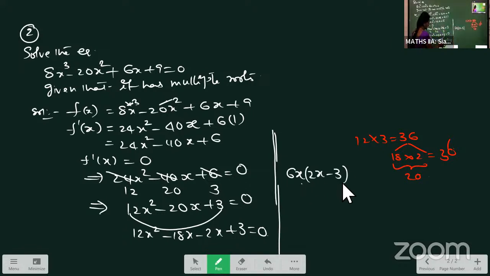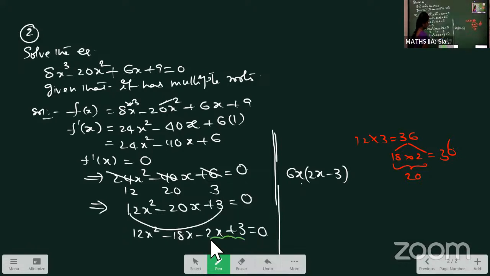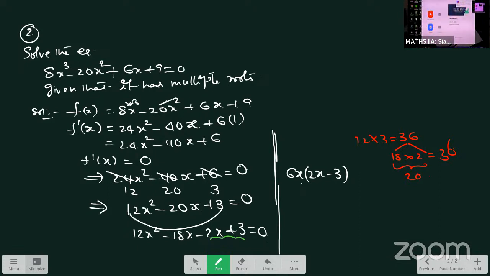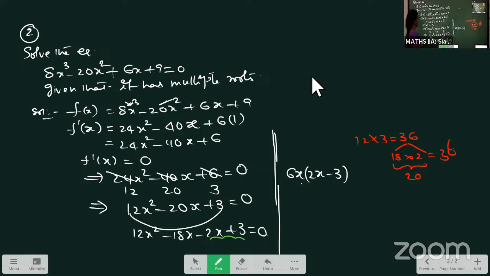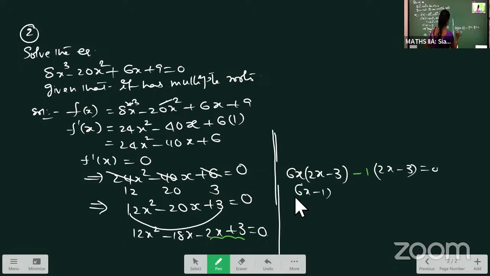And here in these two, is anything common? Here nothing is common looking. Then what we have to do? Take minus 1 as the common. Yesterday only I told you that in the previous classes. Take minus 1 as the common, then you will get one more 2x minus 3 is equal to 0. Then 6x minus 1 and 2x minus 3 is equal to 0.